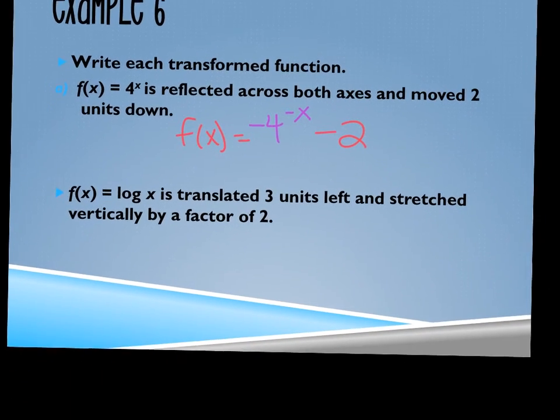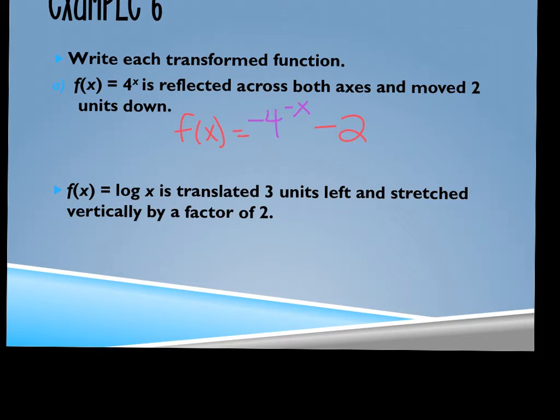Okay, and then log of x is translated 3 units left and stretched vertically by a factor of 2. So now I'm starting with log of x. 3 units left means what? Plus 3, inside the parentheses. And stretched vertically. If it's vertically, does it go on the front or does it go inside the parentheses? On the front. And it'd be true to what the value is, right? If it was horizontal, then I would do the reciprocal inside the parentheses.